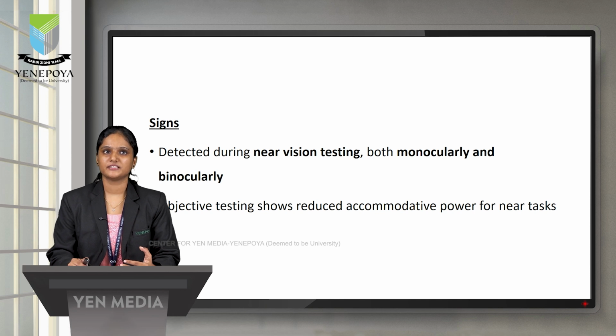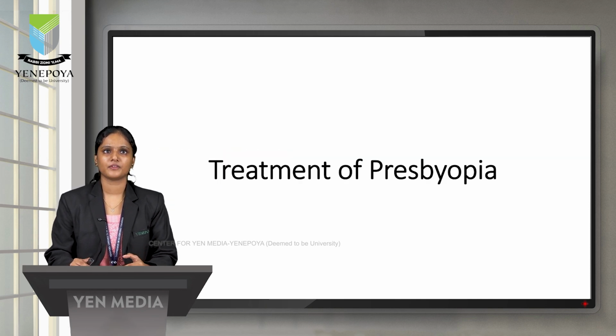Coming to the signs, while we are doing near vision testing, both monocularly and binocularly, the near vision will be poor, and during subjective testing there will be reduced accommodative power for near tasks.